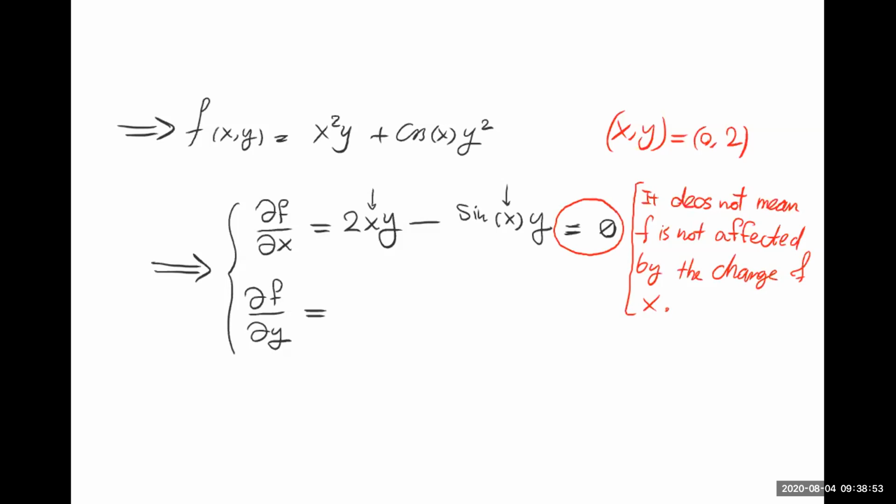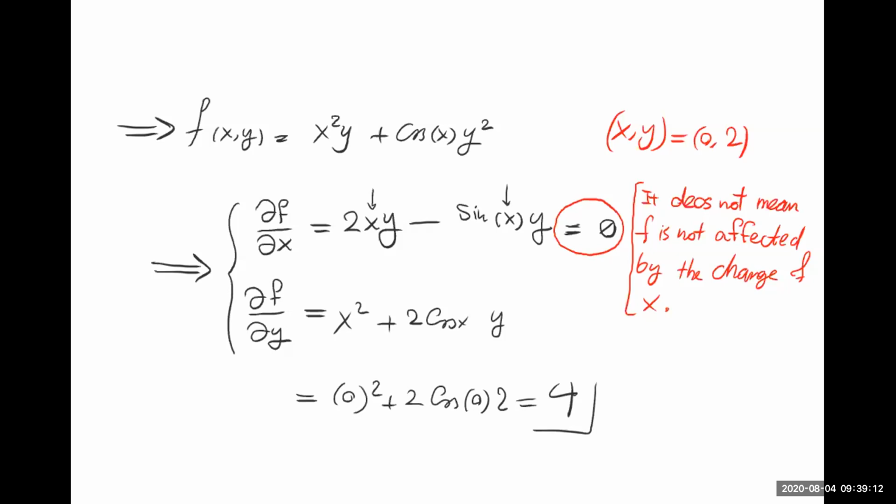Okay, what about the derivative with respect to y? We would get x squared plus 2 cosine of x y squared, y. So at that point, it would be 0 squared plus 2 cosine of 0 times 2, which is 4. So it depends a lot more on the change of y rather than change of x. If you change y, it would affect the function a lot more than changing x. Okay. That's what it means.